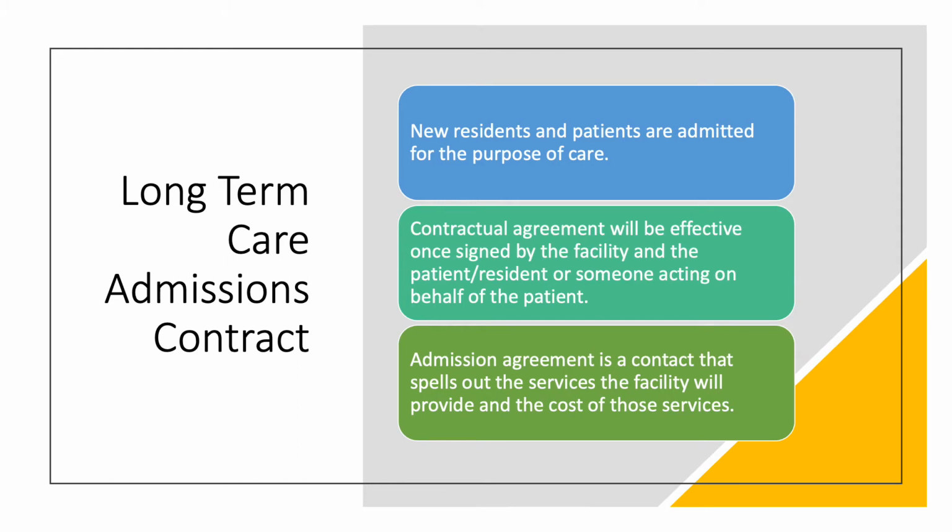One contract that comes to mind first is the admissions contract. That's one of the very first things that you'll have a new resident and or a patient family member. They'll sign off on their new contract once they are admitted into the facility. This agreement is a contract that spells out the services the facility will provide and also the cost of those services as well.